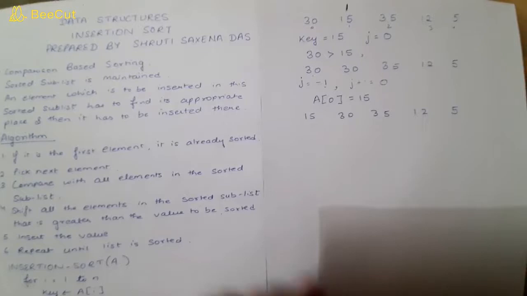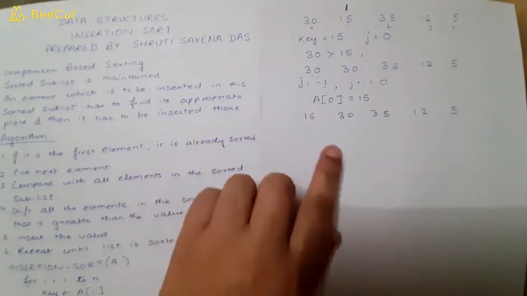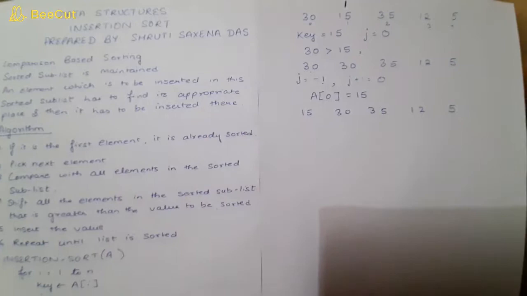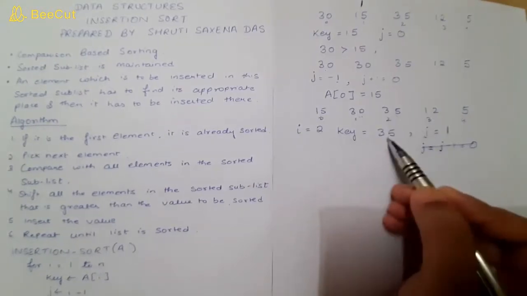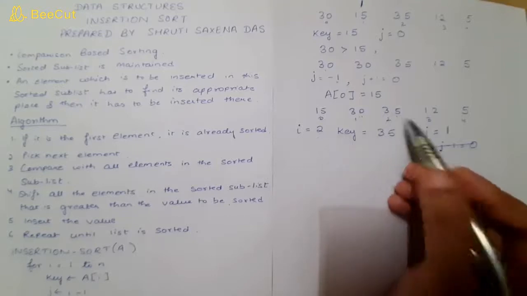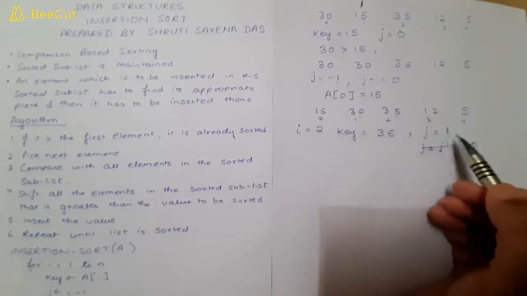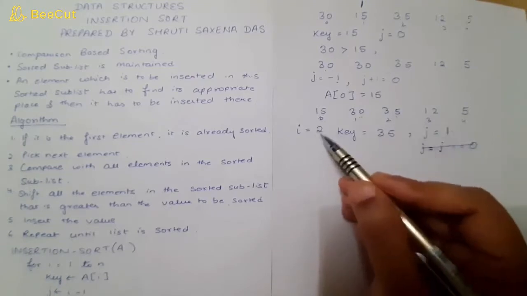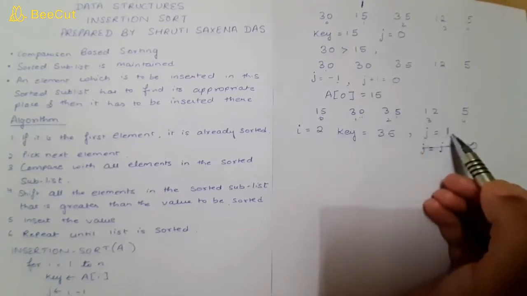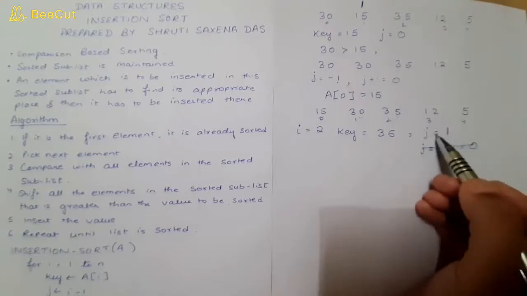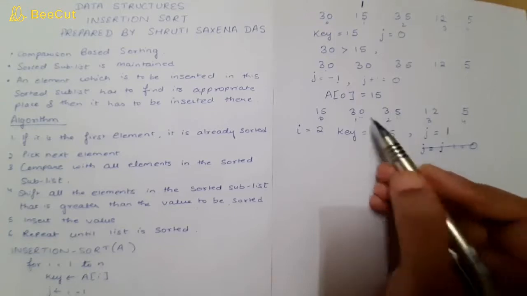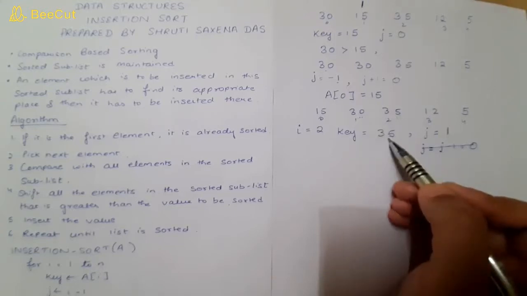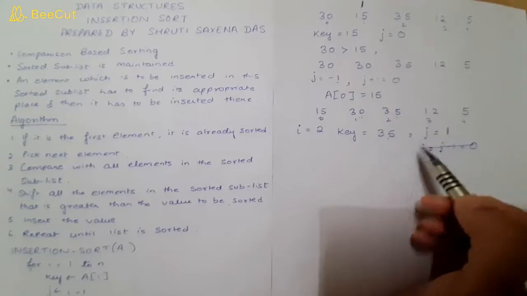Okay, now you can see that 15 will come in the sorted list, and 30, 35, 12, 5, these elements are in the unsorted list. Again, we'll increment the value of i by 1. For i equals 2, key will be 35 because a of i is 35. Now j is i minus 1, 2 minus 1, so j will be 1. When you compare a of j with key, a of j is 30. 30 is not greater than the key value. So the while condition will become false and you'll come out of the while loop.